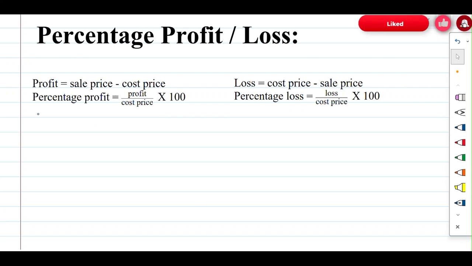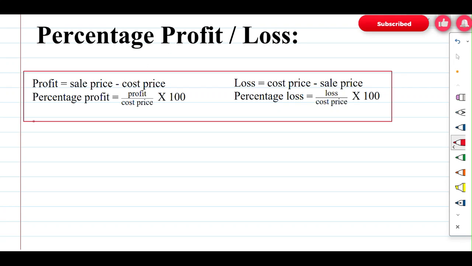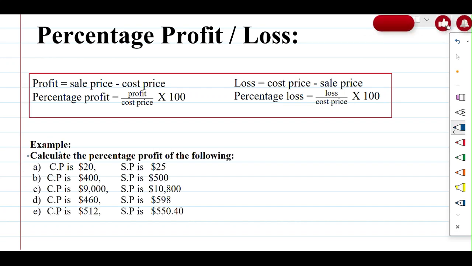Okay, now we are going to use these formulas in some examples so that you can get a clear understanding about the percentage profit and the percentage loss topic. So basically these formulas are the key. If you know these formulas, you can easily solve any question related to percentage profit or loss. All right, let's do an example.